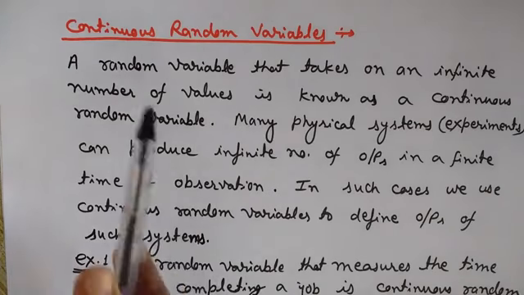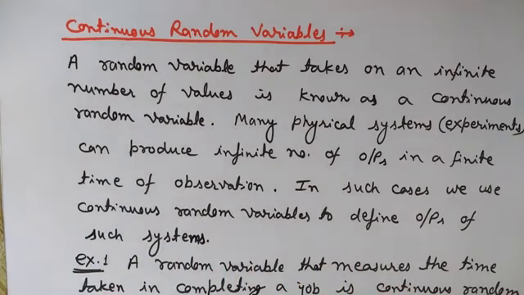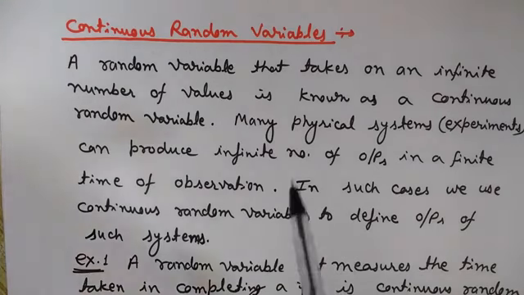A random variable that takes on an infinite number of values, we call it a continuous random variable, while a discrete one had only a certain number of outcomes that can be counted. So it has an infinite number of outcomes that cannot be counted. Many physical systems can produce an infinite number of outcomes in a finite time of observation. In such cases we use continuous random variables to define outputs of such systems.